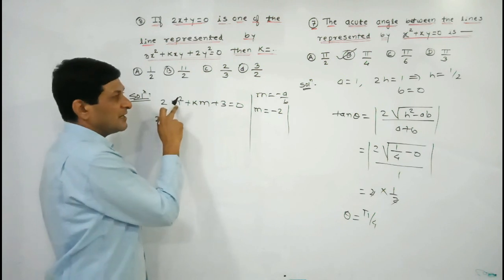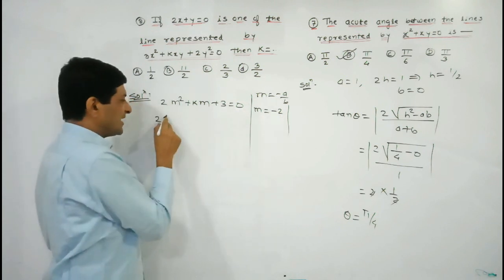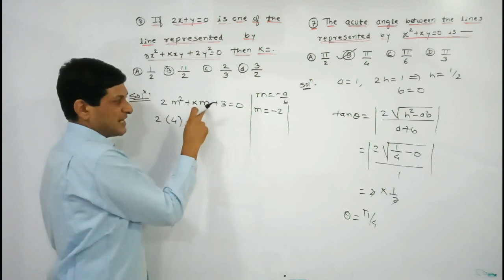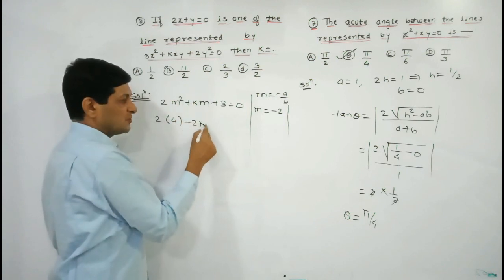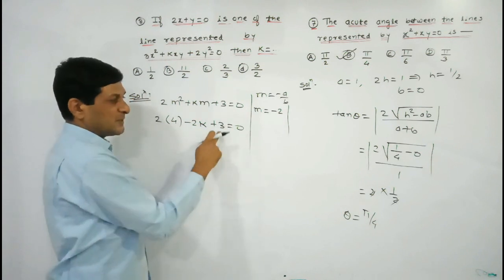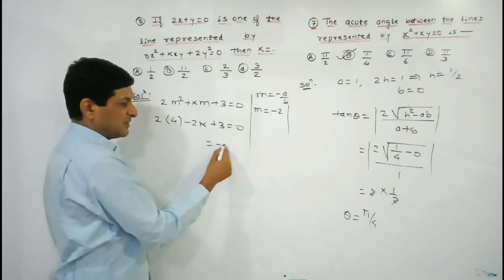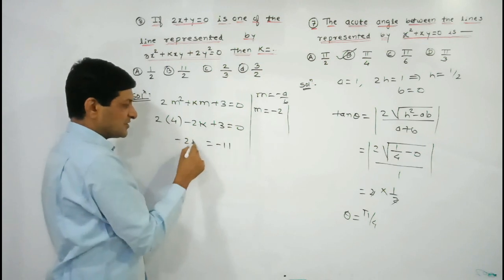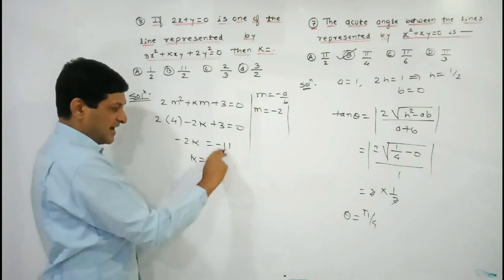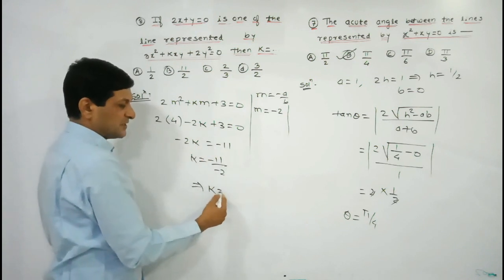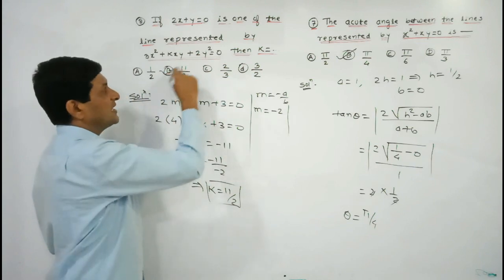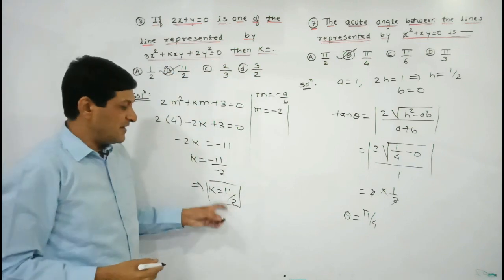So m is minus 2, so m square means square of minus 2, which will be 4. Here replace m by minus 2, into k is minus 2k, plus 3 is equal to 0. So 2 into 4 is 8, 8 plus 3 is 11, plus 11 on this side will become minus 11, the remaining term on this side is 2k, which implies that k is equal to minus 11 divided by minus 2, means k is equal to 11 by 2. In this way we have got our required value, k is equal to 11 by 2.